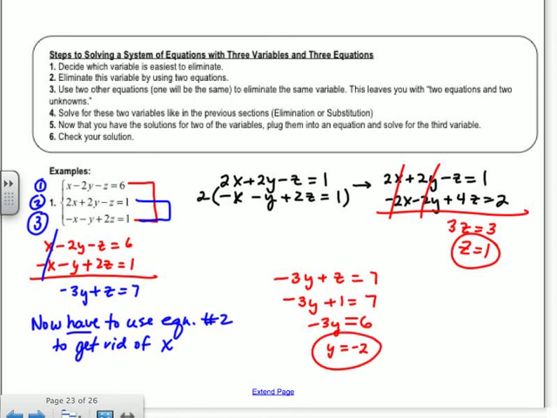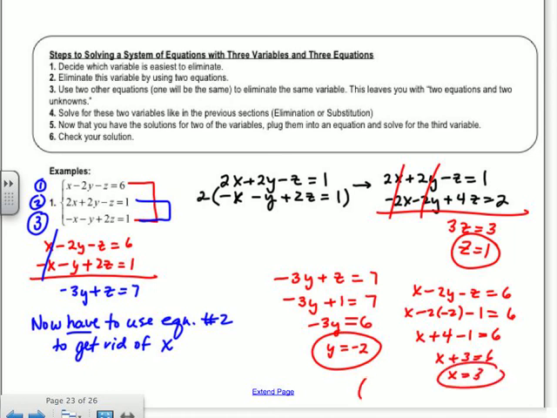And now plug into any equation that you want to find x. So x minus 2y minus z equals 6. So I'm using equation number 1 from the very beginning. So I have x minus 2 times negative 2 minus 1 equals 6. So x plus 4 minus 1 equals 6. So I get x equals 3. Write it in x, comma, y, comma, z. So 3, negative 2, 1.